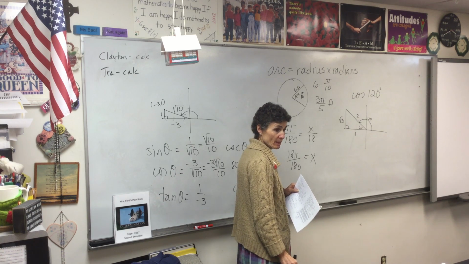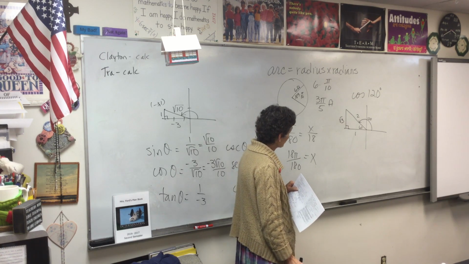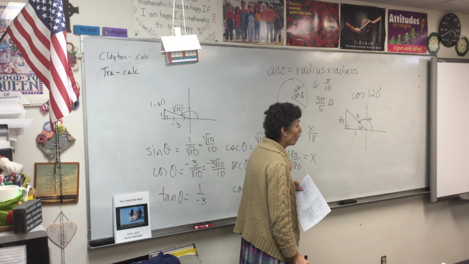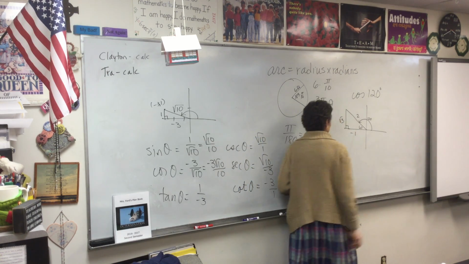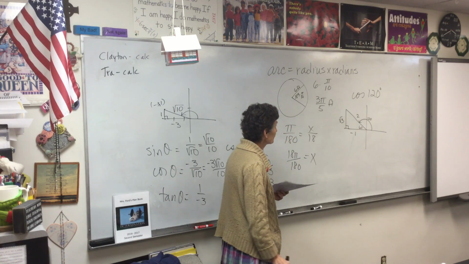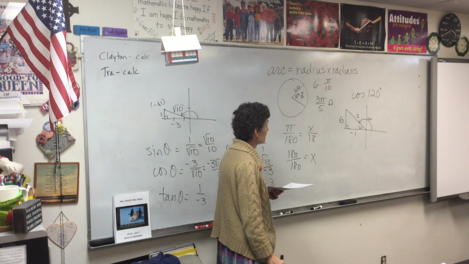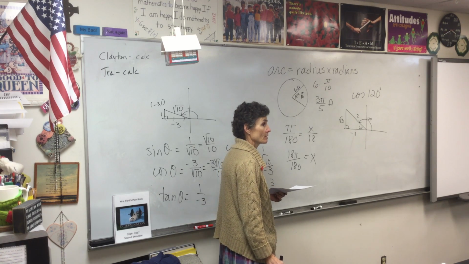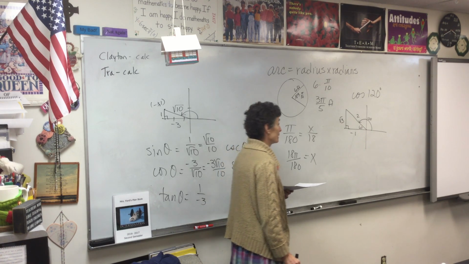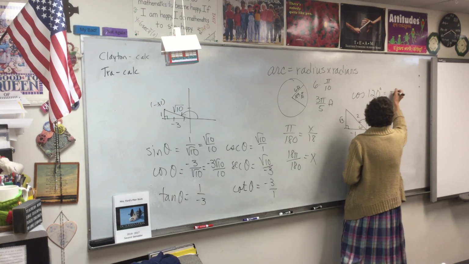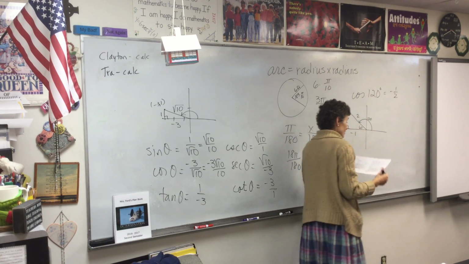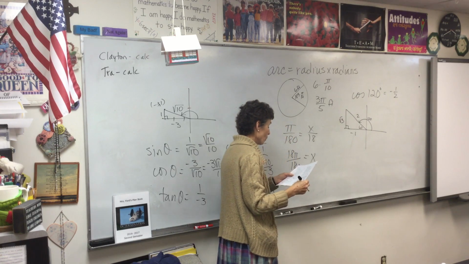Then we stop and say, okay, do I have anything that's negative in my picture? 1 would be negative, because it's in quadrant 2. And I want the cosine. Cosine is negative 1 over 2. There it is. There's the cosine of 120.